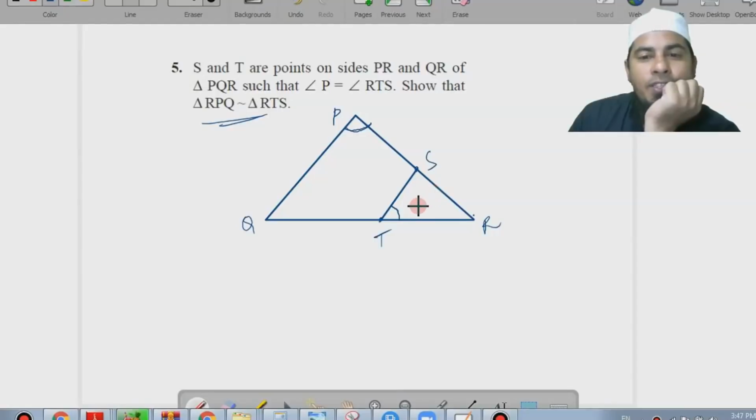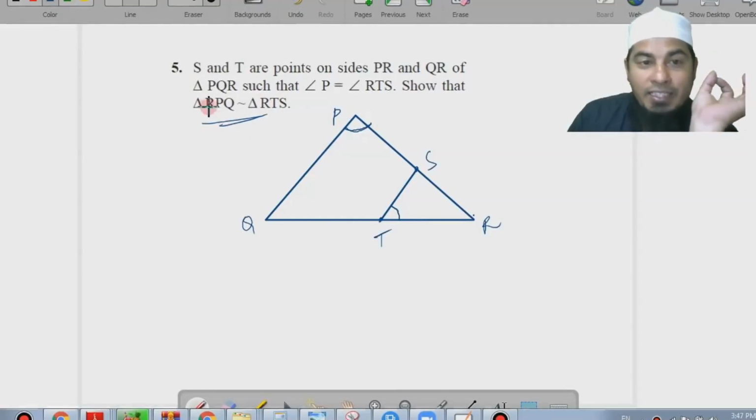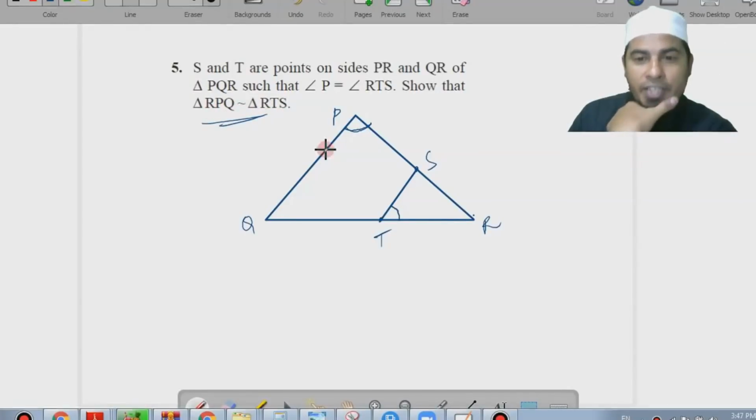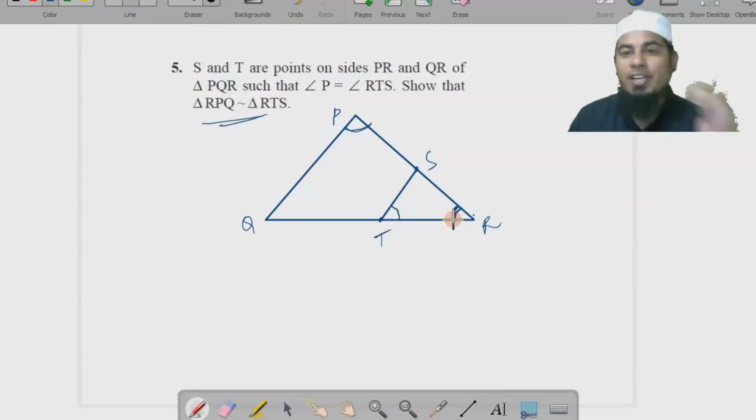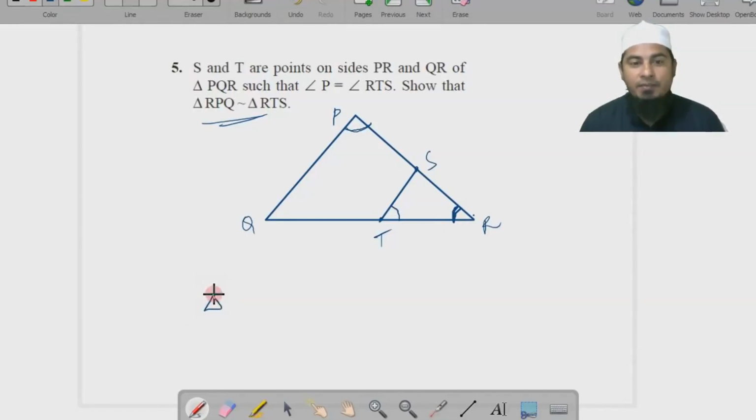How can we do this? This angle is equal to this angle. Given one angle, we got. Now R: is this R common in both the triangles? Yes, if you see, this angle is common in both the triangles. So these two triangles are similar. But writing in order is very important. Write the first letter where the common angle is there.